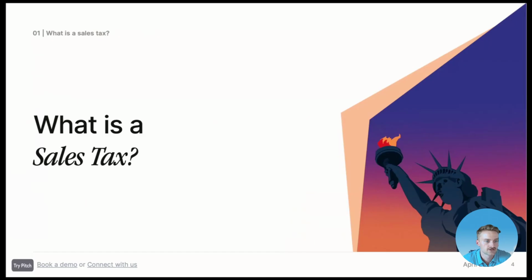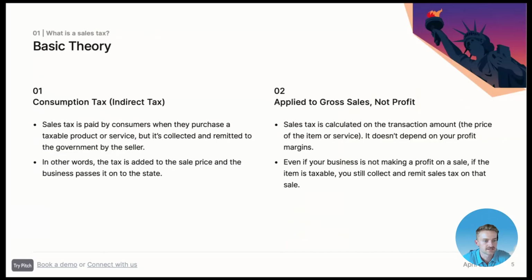Next slide, Benj. Keep going. What is a sales tax? There are four key elements to a sales tax. Like VAT and GST taxes globally, it is considered a consumption tax. It's paid by consumers when they purchase a taxable product or service, but it's collected and remitted to the government in most cases by the seller.